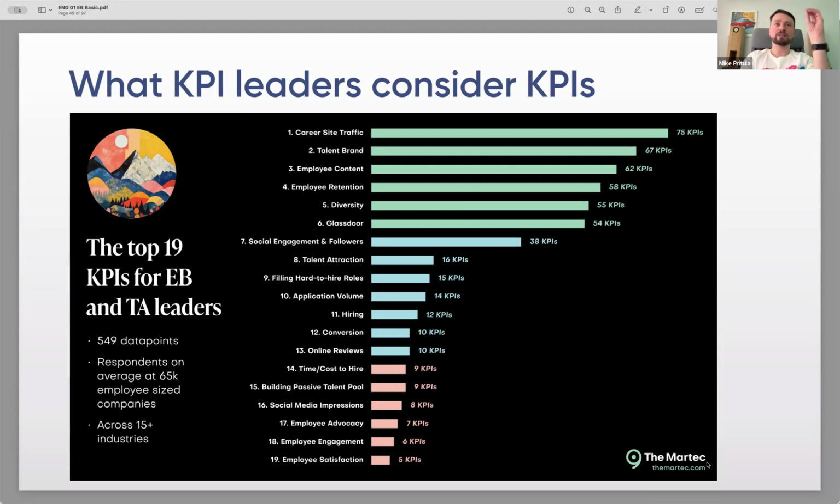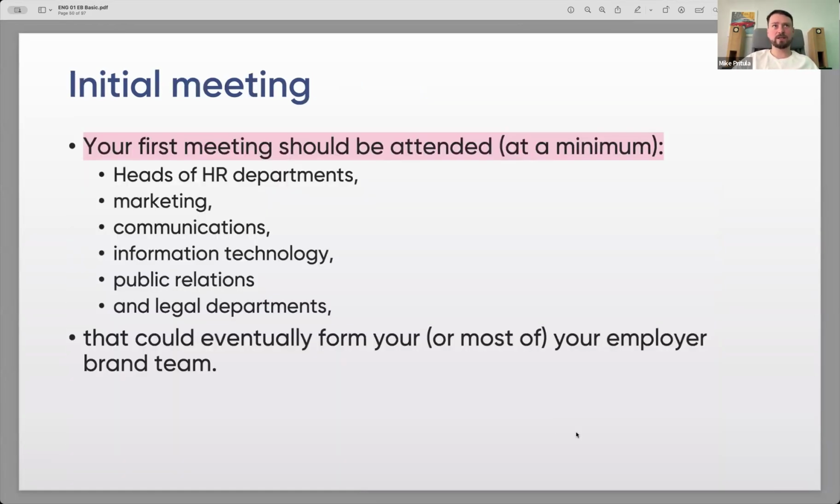First, I would say these are directions, because several KPIs are included in each: career site traffic, talent brand, employee content, employee retention, diversity, Glassdoor rating, social engagement and followers, talent attraction, filling hard-to-hire roles, application volume, hiring conversion, online reviews, time and cost to hire, building a passive talent pool, social media impressions, employee advocacy, employee engagement, and employee satisfaction.